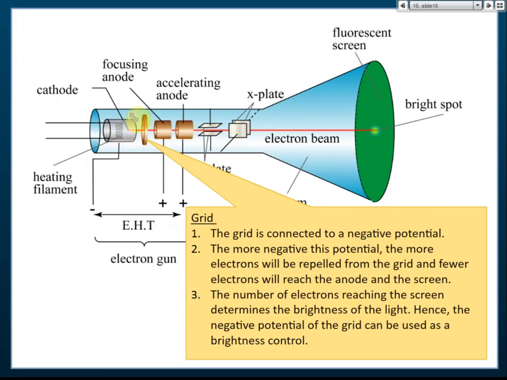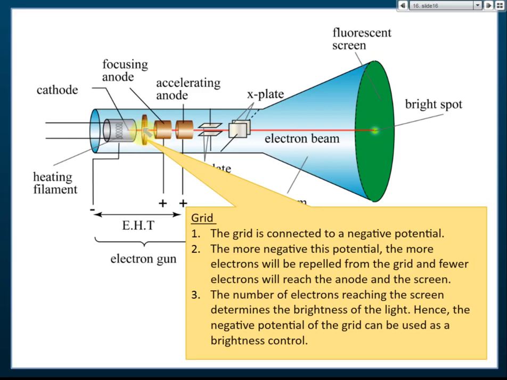Now in front of the cathode, you can see this ring here. This is called the grid. The grid is connected to a negative potential. Negative potential means that it can repel electrons, because the cathode releases electrons. So we use this to control the amount of electrons that can pass through it.